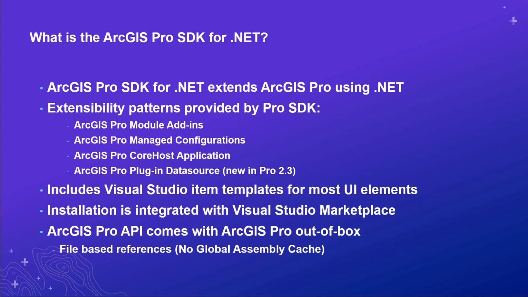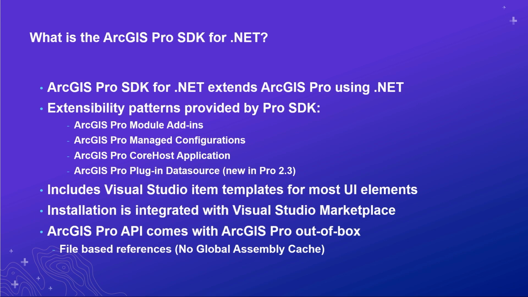ArcGIS Pro SDK for .NET extends the Pro application using the .NET framework. There are 4 extensibility patterns available for this: the ArcGIS Pro module add-ins, managed configurations, CoreHost application, and the plugin DataSource. The Pro SDK offers a collection of project and item templates. The SDK is available from the Visual Studio Marketplace. You can download and install it directly from within Visual Studio. We currently support versions 2017 and 2019 of Visual Studio.